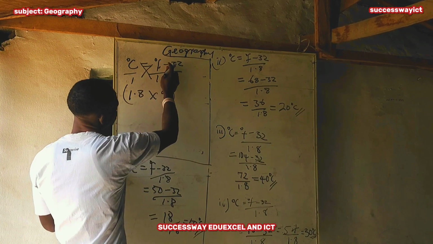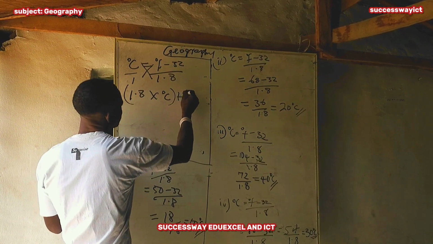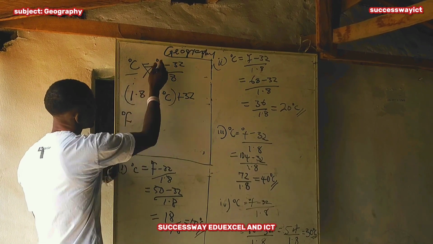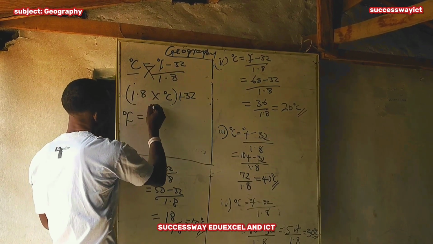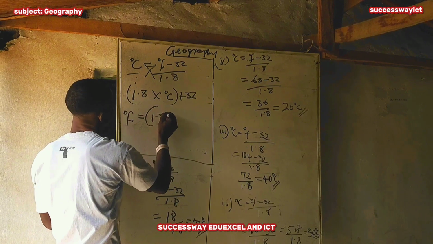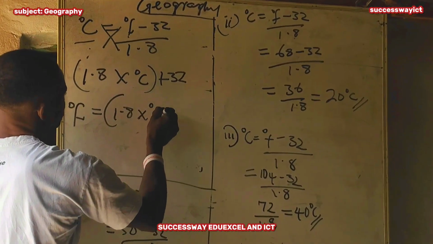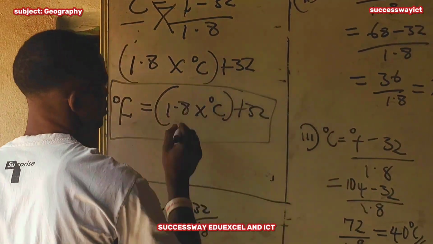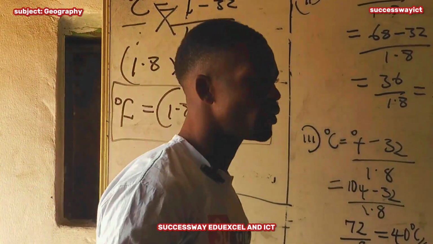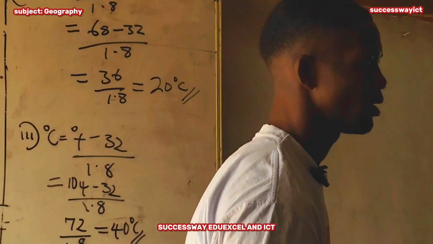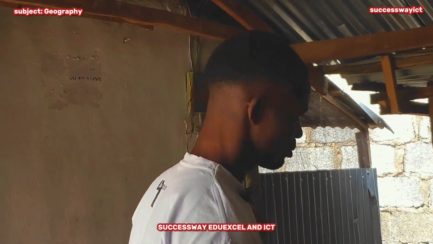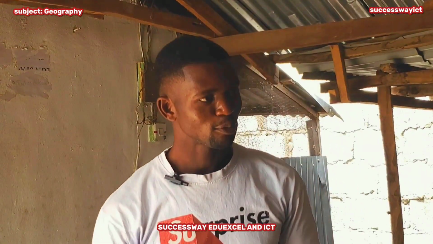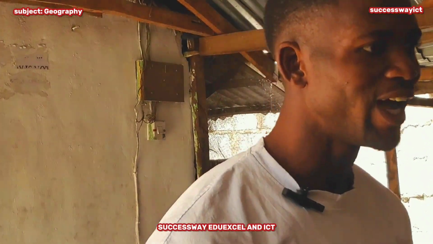You cross here, it becomes plus 32. That is degree Fahrenheit here, equals 1.8 times this plus 32. That's the formula for finding degree Fahrenheit. I think that is clear now, isn't it? So when you know one formula, you know the other. I think it's sweet, right?